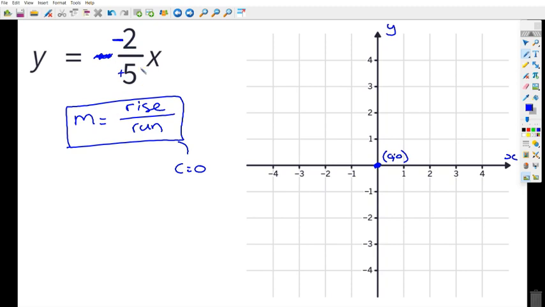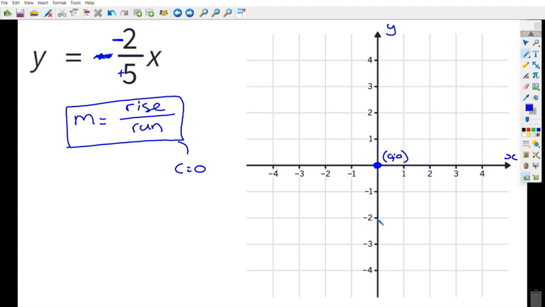So what is my rise? My rise is negative 2. And what is my run? Positive 5. If I'm starting at the origin, what is my rise? Negative 2. So am I going up or down? I'm going down to negative 2.